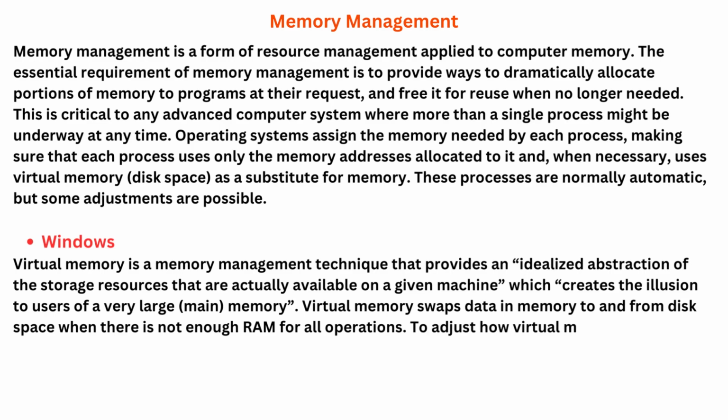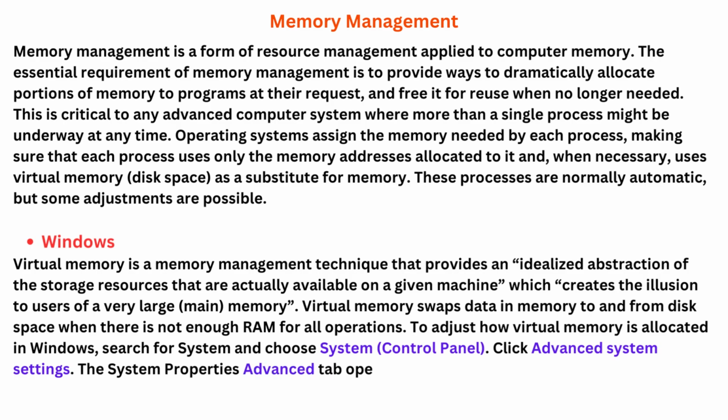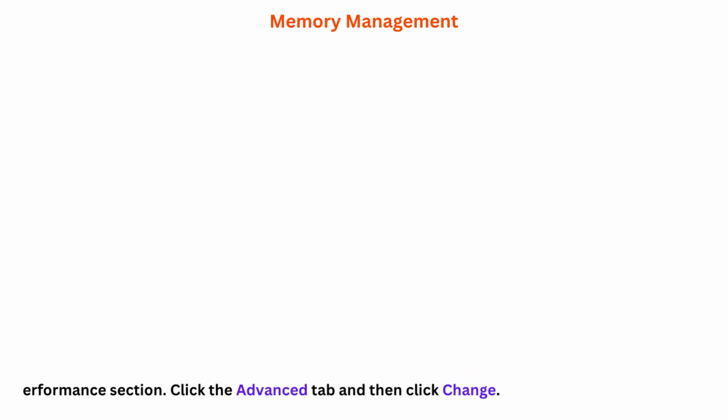To adjust how virtual memory is allocated in Windows, search for System and choose System, Control Panel. Click Advanced System Settings. The System Properties Advanced tab opens. Click the Settings button in the Performance section. Click the Advanced tab and then click Change.